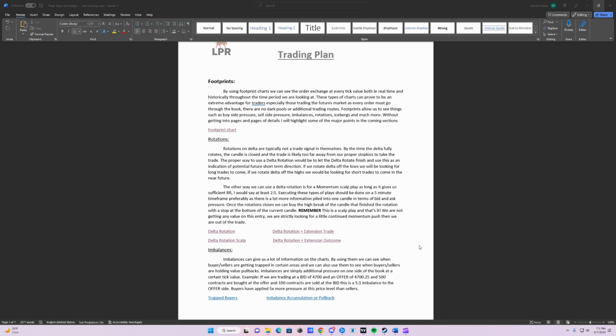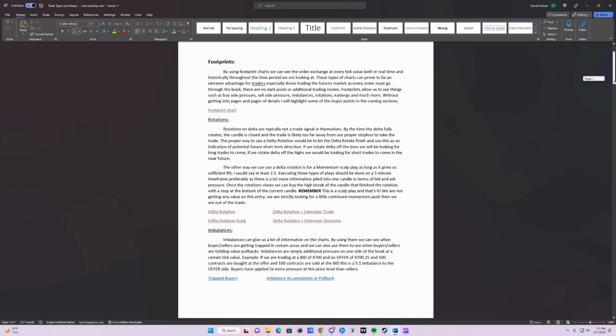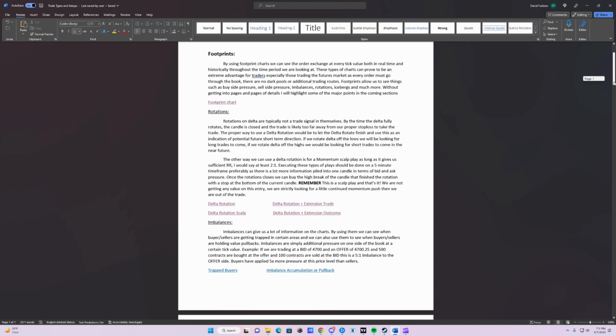Imbalances. Imbalances can give us a lot of information on the charts. By using them, we can see when buyers or sellers are getting trapped in certain areas. And we can also use them to see when buyers and sellers are holding value on pullbacks in certain areas. Imbalances are simply additional pressure on one side of the book at a certain tick value.